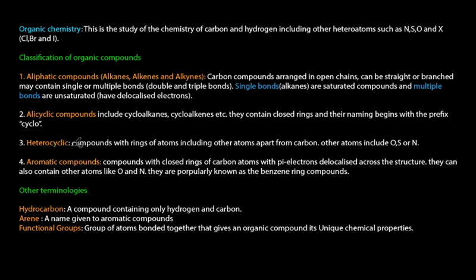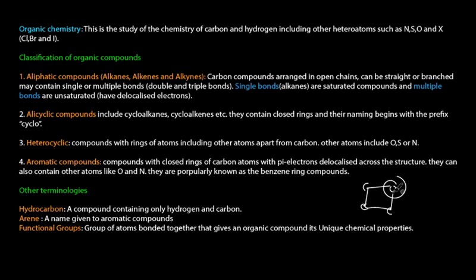The third class of compounds is the heterocyclic compounds. These heterocyclic compounds are compounds with rings, and they include other atoms apart from what? Carbon. So if we have, let's say, a ring, and you have oxygen here, something like this, at every other point of the ring we have carbon. So here we have carbon, carbon here, carbon here.